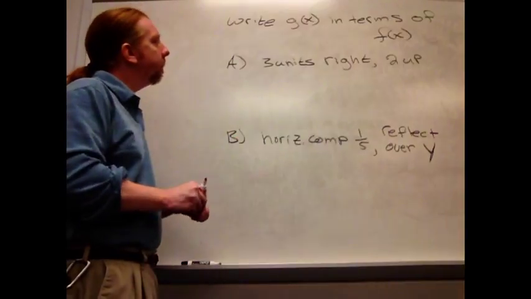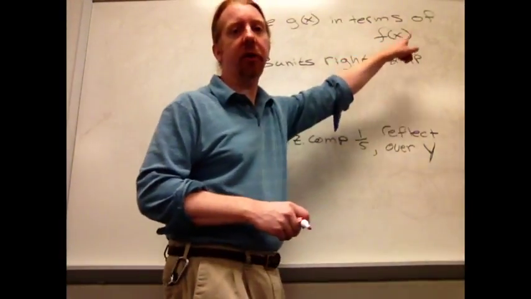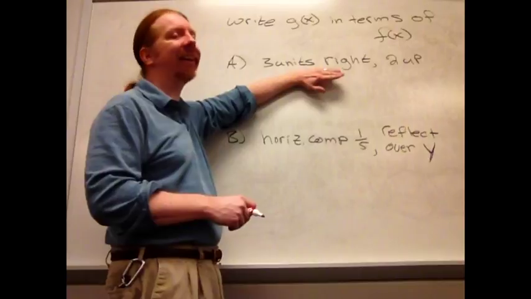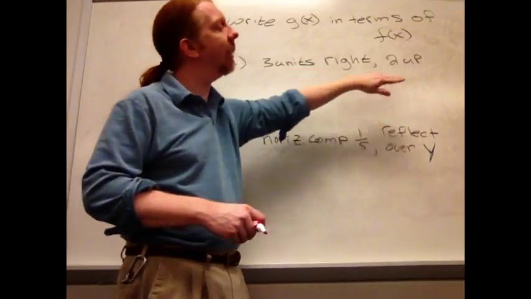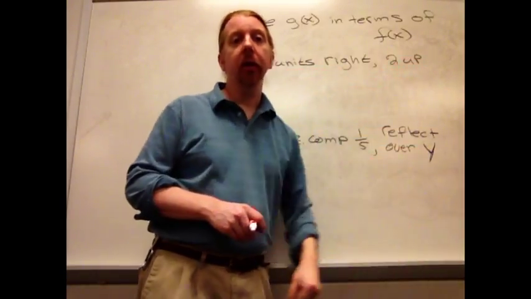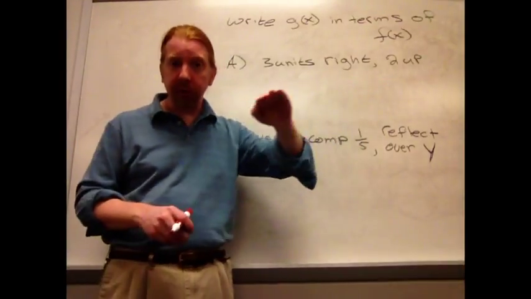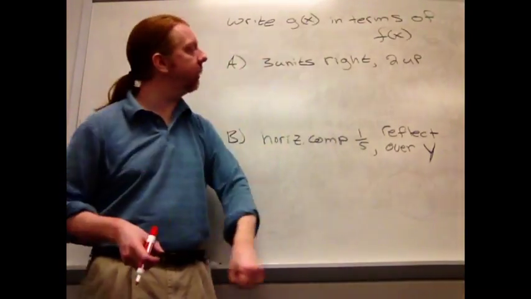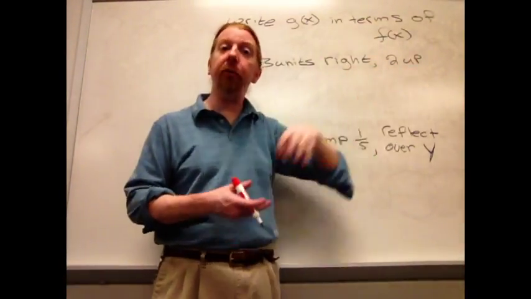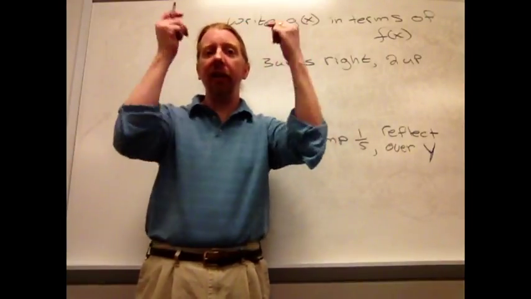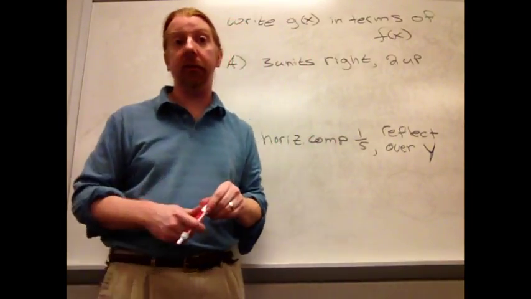Anyway, so I'm going to be taking my f of x function and I'm going to translate it 3 units to the right and 2 units up. Now, when we talk about horizontal motion, those are inside the function. When we talk about vertical things, those are going to be outside the function. And that little trick will make most of this flow pretty easy.